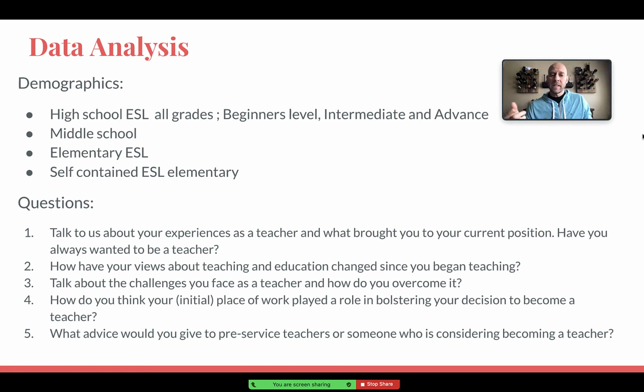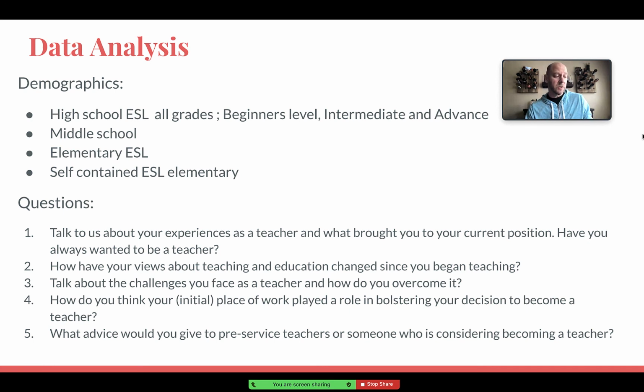Also, when we looked at the initial place of work and whether that played a role in bolstering their decision, as we mentioned earlier, some of our teachers had other careers prior to it, and those played a part in eventually finding their way to education. But most of our teachers involved in this particular focus group had teaching in mind at some point in their careers.